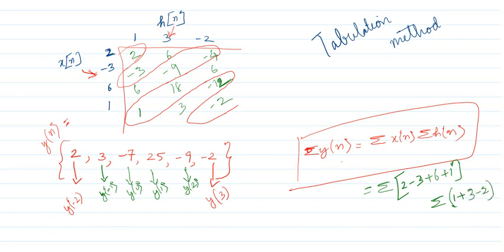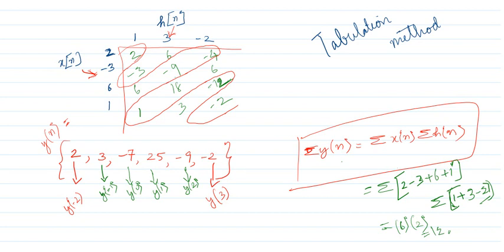Okay, now you add everything. Add 2 minus 3 plus 6 plus 1. So it is 9 minus 3, it is 6. Yes, 6 only. Then, similarly, if you add this, it is 4 minus 2, it is 2. So the answer is 12.